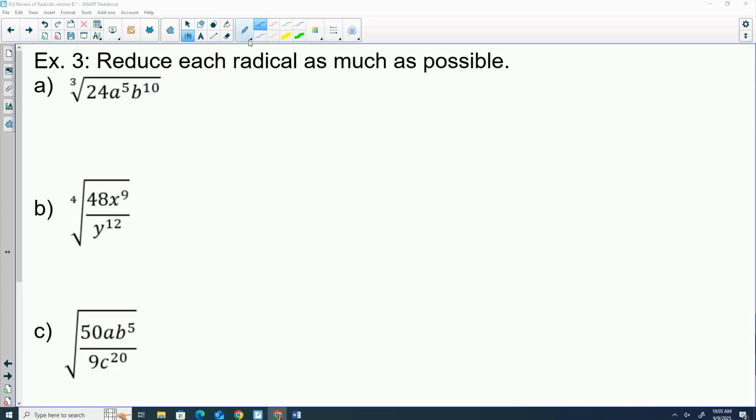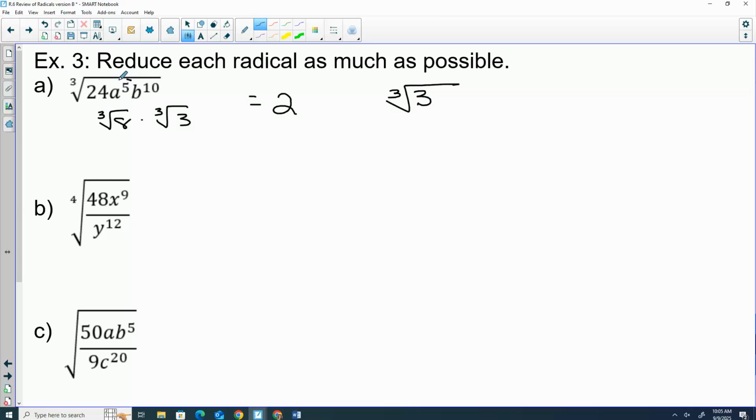So cube root of 24. I need a perfect cube that goes into 24 evenly. What would that be? 8. So we can break 24 up into 8 and 3. So the cube root of 8 is 2, so a 2 comes out. Can't do the cube root of 3, so it stays under the radical.